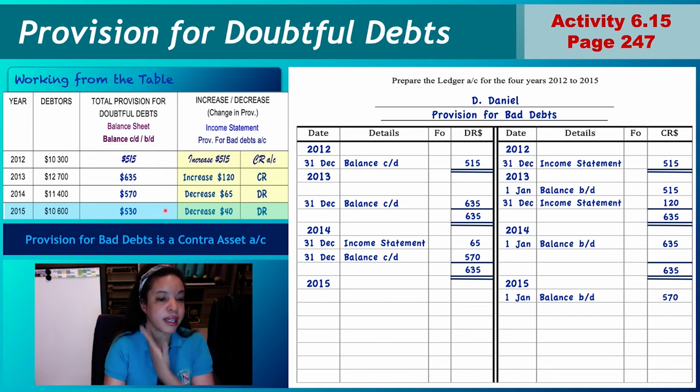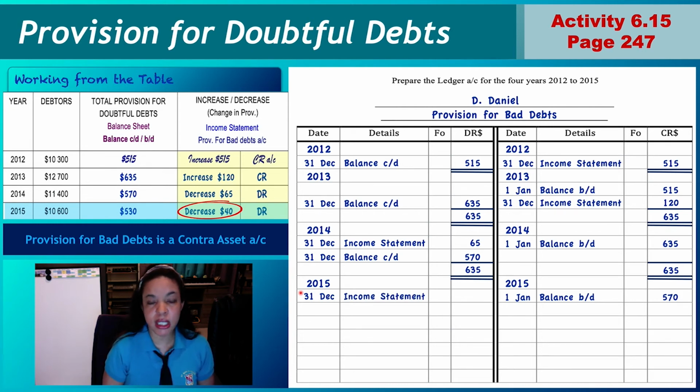Now we're going to go to 2015, and what are we looking at? Was there an increase or a decrease? We have another decrease. So which side are we going to go on? We're going to go on the debit side, which is here. End of the year, 31st of December, we're sending it to the income statement. How much was the decrease? $40. So therefore, you have just placed the change or the decrease on the correct side, which is the debit side.